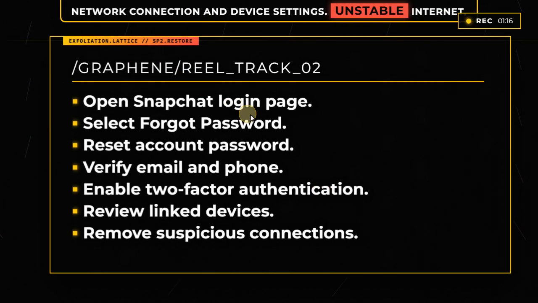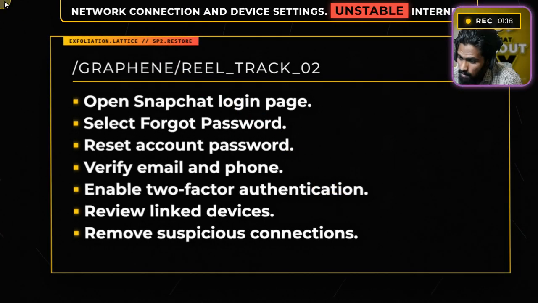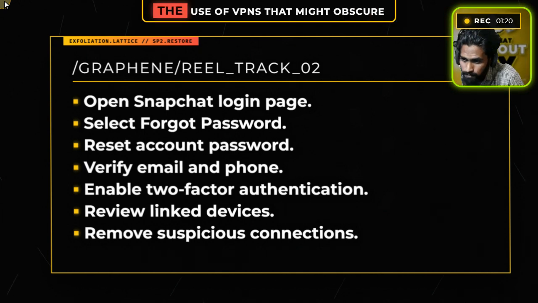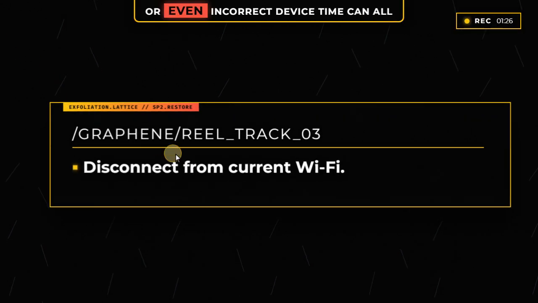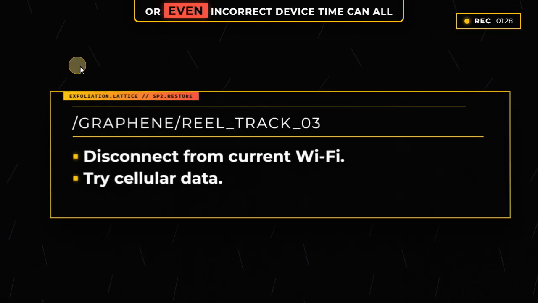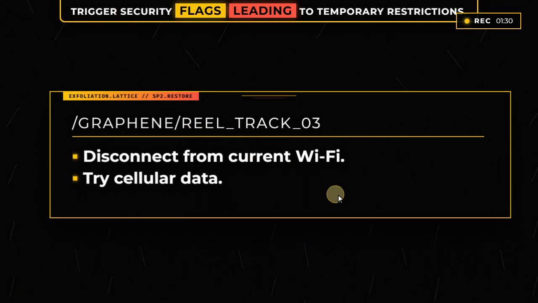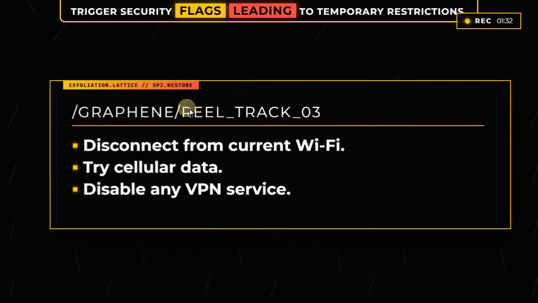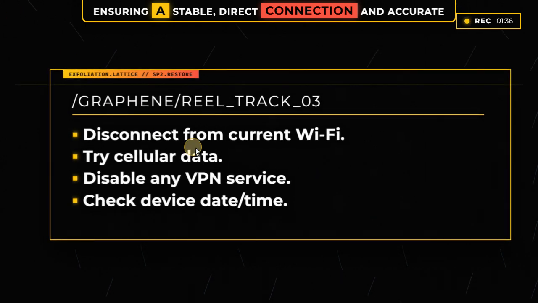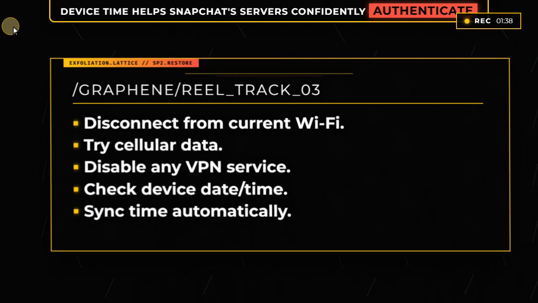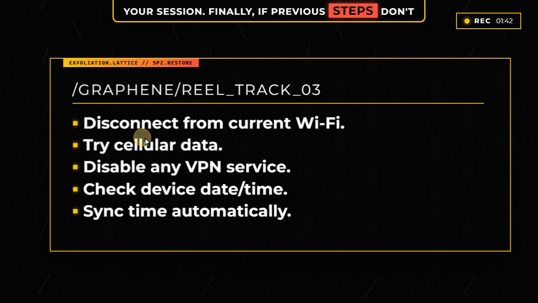Thirdly, scrutinize your network connection and device settings. Unstable internet, the use of VPNs that might obscure your true location from Snapchat's security protocols, or even incorrect device time can all trigger security flags, leading to temporary restrictions. Ensuring a stable, direct connection and accurate device time helps Snapchat's servers confidently authenticate your session.